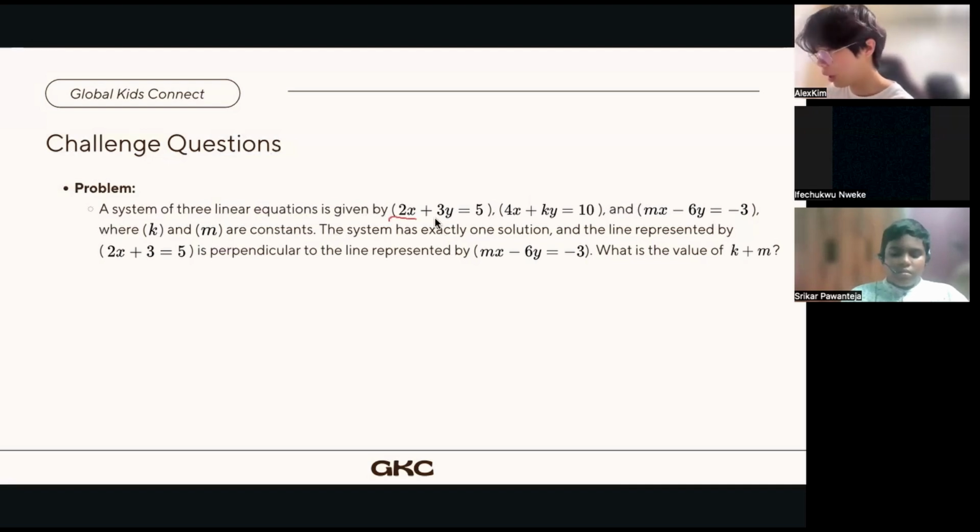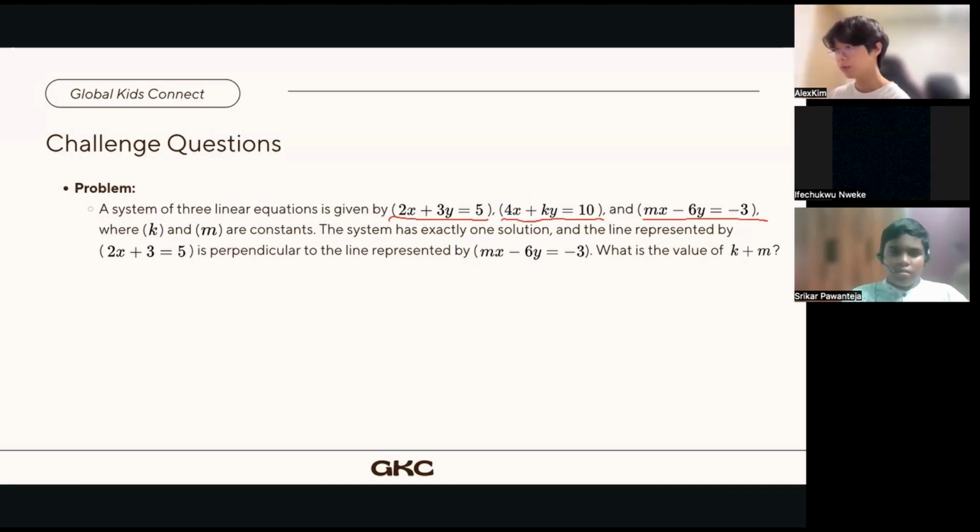So first of all, most important thing, we have three equations for this one. So automatically it becomes a bit harder than our other practice questions. It tells us that k and m are constants, so there will be numerical values.